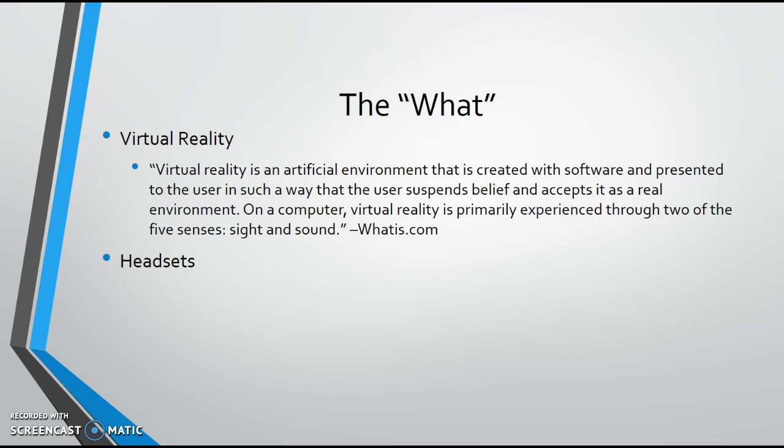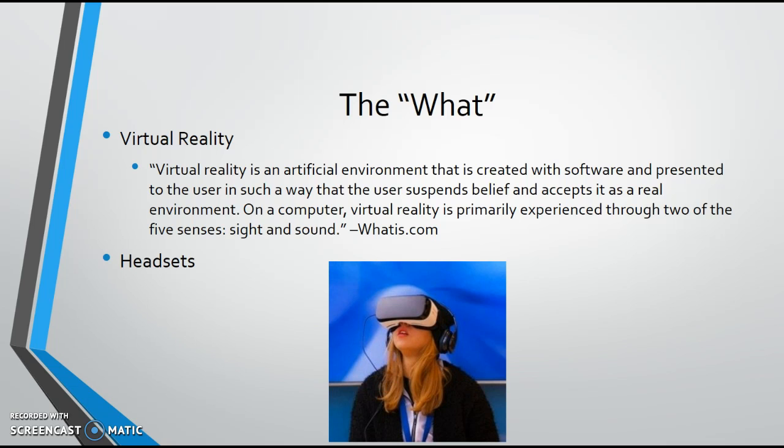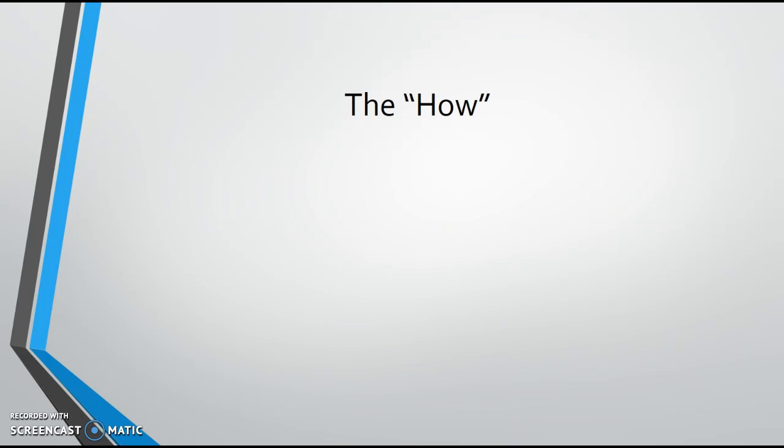And so essentially what virtual reality boils down to is a headset that somebody can put on, such as the picture in the example, and it will essentially block out most of the senses, leaving the user embedded in a new environment. So, which brings me to the how. So how does it do it?